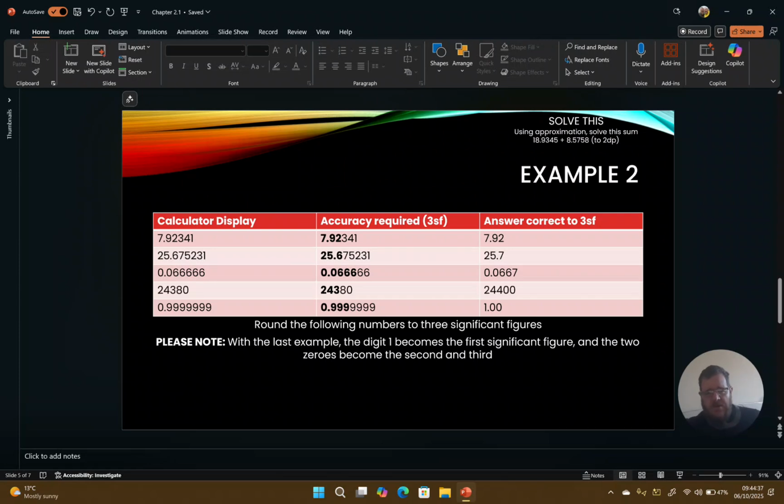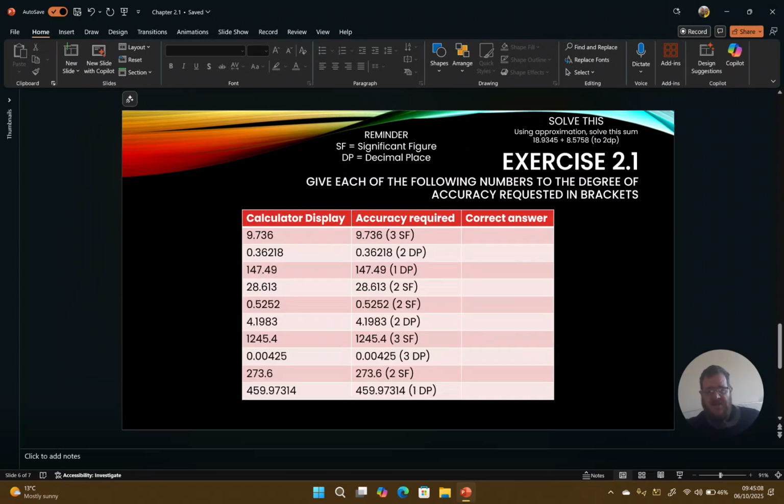But it's also important to note at this point, with the last one that we've got, that the digit 1 becomes the first significant figure, and the 2 zeros after that become the second and the third. So we go from having 3 decimal places to just 2 when you round that up to 1. Let's do some exercises and let's see how we can help you get through these.